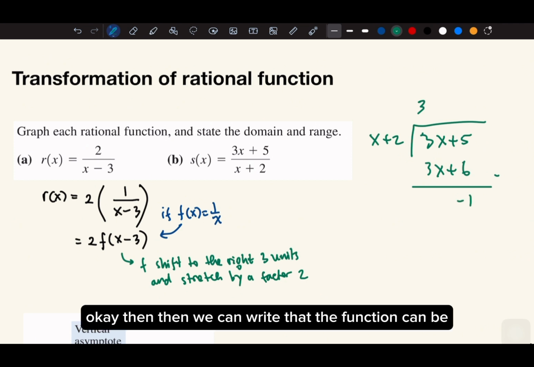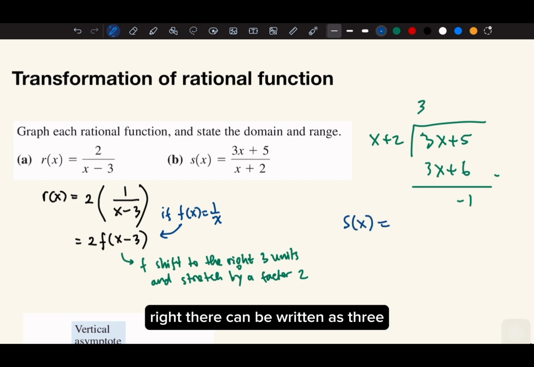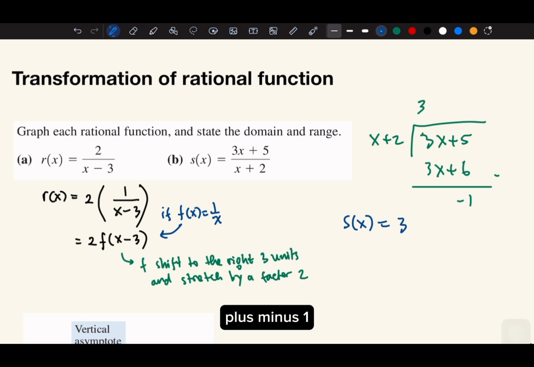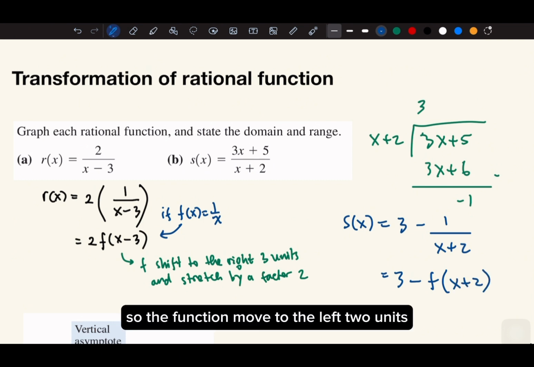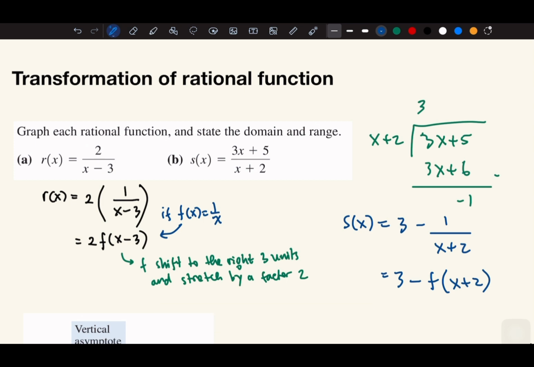Then we can write that the function can be written as 3 plus minus 1, so minus 1 over x plus 2. And so the function moves to the left 2 units, reflects, and shifts upward 3 units.